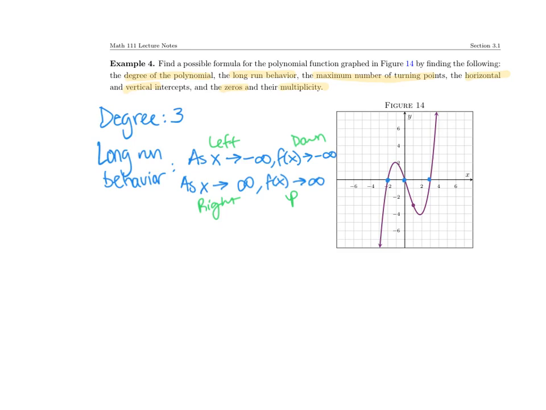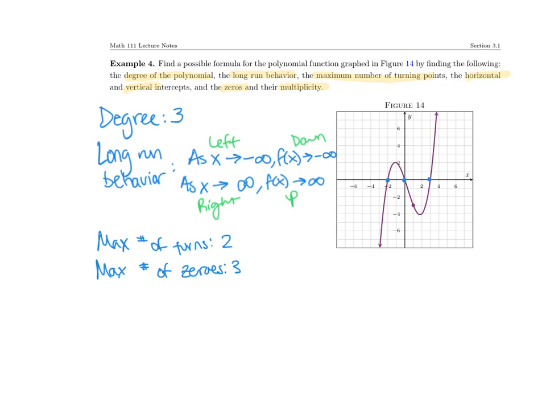Next, we're going to list our maximum number of turns, which is 1 less than our degree, which in this case will be 2. And then the maximum number of zeros is the same as our degree. So in this case, we actually have the maximum number of zeros. We have 3.